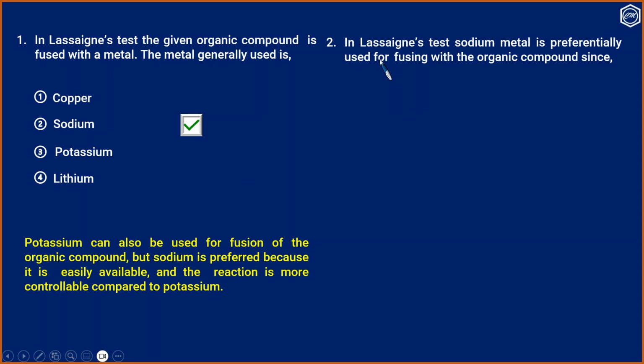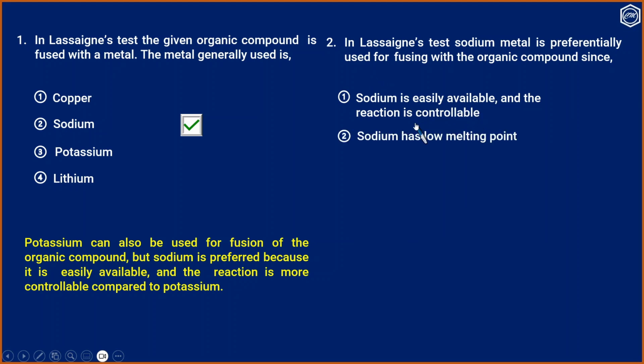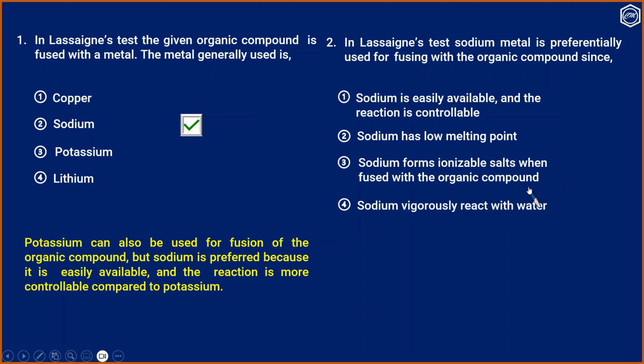The second question is, in Lassaigne's test, sodium metal is preferentially used for fusing with organic compound since option 1, sodium is easily available and the reaction is controllable. 2, sodium has low melting point. 3, sodium forms ionizable salts when fused with organic compound. 4, sodium vigorously reacts with water.